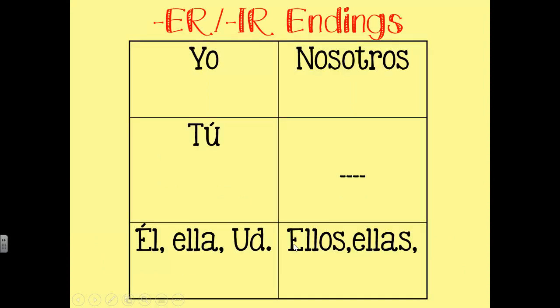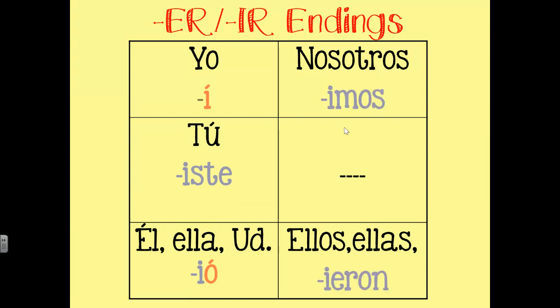All right, so for the ER/IR endings for the preterite, the yo form this time is the letter I, which is pronounced E. The tú form is iste. Él is the ella form, or usted. Imos and ieron. And actually, if you see here, I think I left you two different spaces on your note sheet, one for ER endings, one for IR, but it's actually the same endings for both. So I highlighted the differences here.